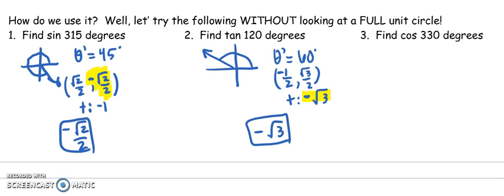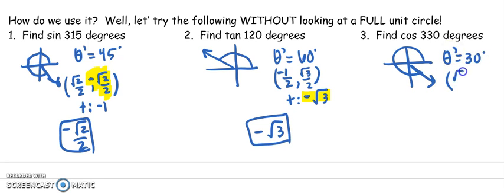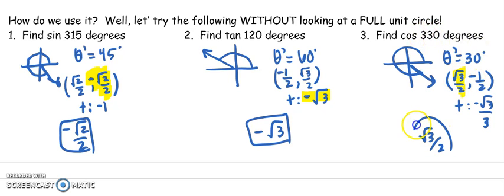Boom. Cosine 330, go to 330. Reference angle is 30 degrees. At 30 degrees, we know we're at root 3 over 2, comma 1 over 2. But I'm in quadrant 4, so I go out and I go down. And I know my tangent is negative root 3 over 3. Notice I have it memorized, okay? So I want the cosine. The cosine is this first guy, so that's my answer. Boom. Okay, that's what a reference angle is all about, by the way.